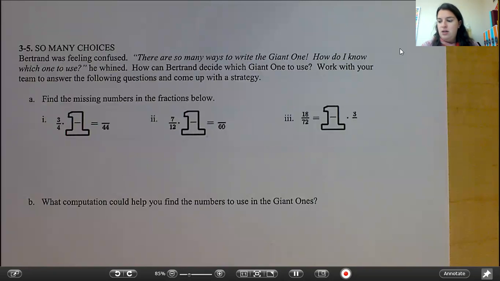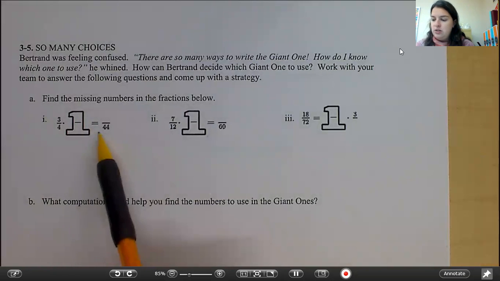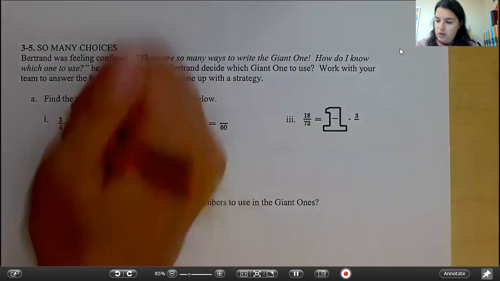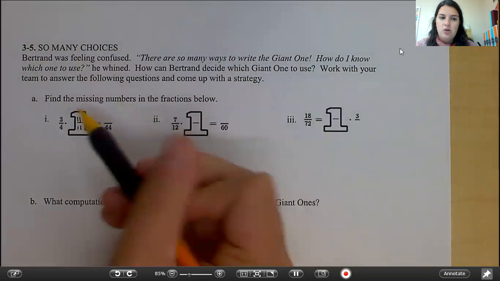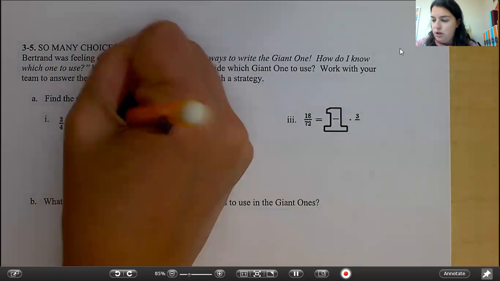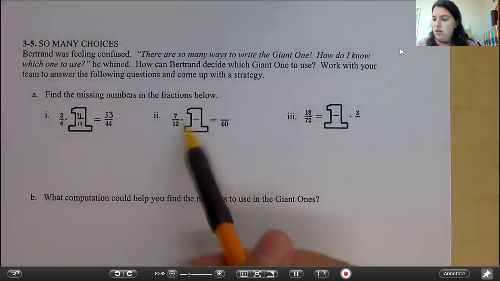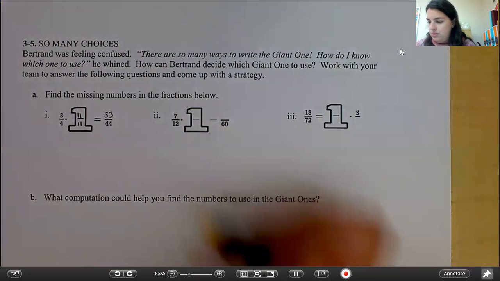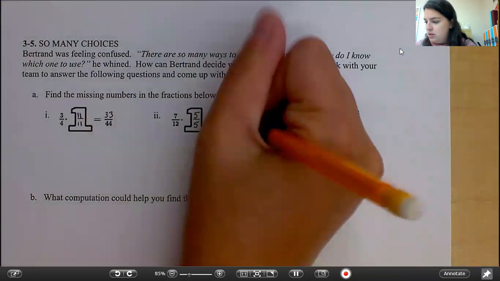Okay, if you're back with me, hopefully that means you have tried parts A and B. So for part A and B, you need to ask yourself, 4 times what is going to give you 44? Well, 4 times 11 is going to give you 44. So 3 times 11 then gives you 33 for your numerator. Again, 12 times what is going to multiply to give you 60? It's going to be 5. And 7 times 5 is 35.